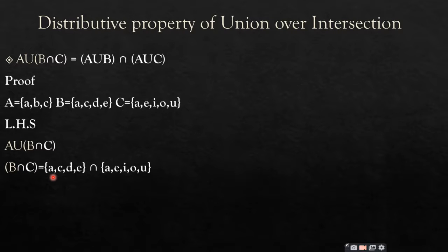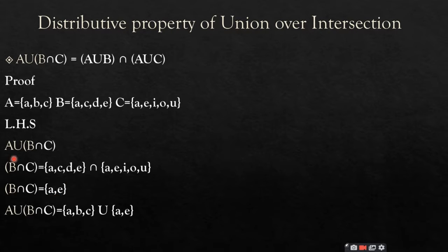For finding B intersection C, we just write the set of B, intersection sign, and then the set of C. Now in an intersection set we just write the common elements. So the common elements are A and E. Now we have to find the union of A with the answer of B intersection C. For this, first we write the set A union, and then the answer of B intersection C. And in a union set we just write the elements of both sets in a sequence. So A union (B intersection C) is equal to A, B, C and E.